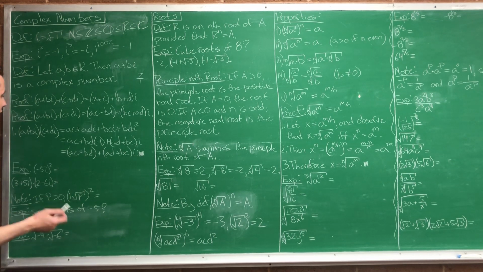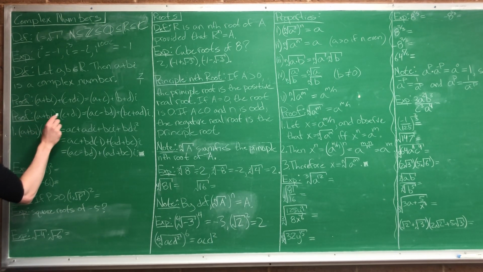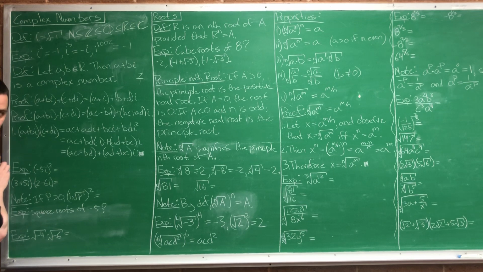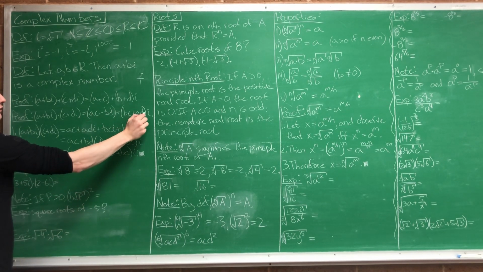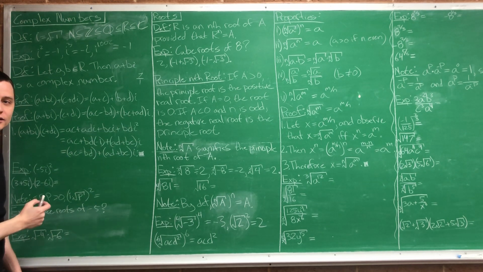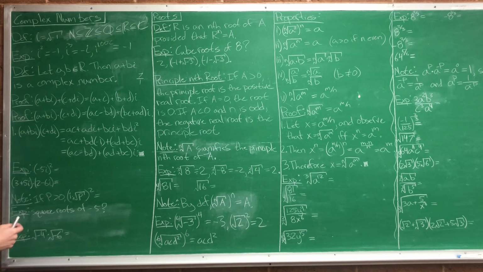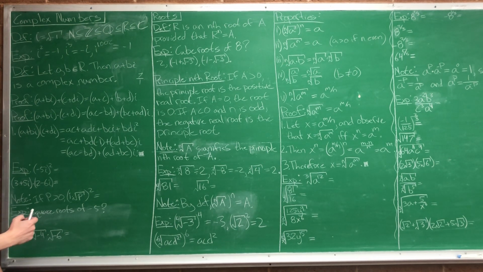Here's one that's not as obvious. What if I have a plus bi times c plus di? Well, then I have ac minus bd plus bc plus ad i, right? Wait, why the minus? Wonderful. So let's prove that one really quick because it's not as obvious.